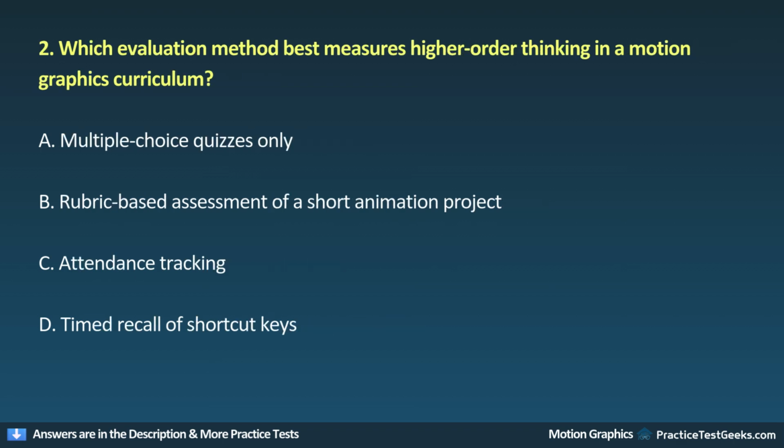2. Which evaluation method best measures higher-order thinking in a motion graphics curriculum? A. Multiple choice quizzes only. B. Rubric-based assessment of a short animation project. C. Attendance tracking. D. Timed recall of shortcut keys.